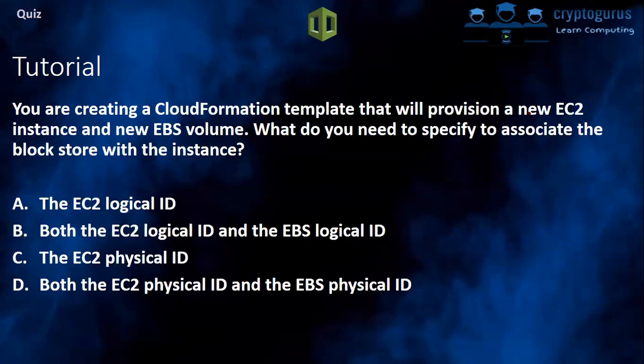Okay, one more question: you are creating a CloudFormation template that will provision a new EC2 instance and a new EBS volume. So what do you need to specify to associate the block store with the instance? Okay, this question needs some explanation. If I go back to the AWS console, I would be able to explain it easily. So let me go back to the console.